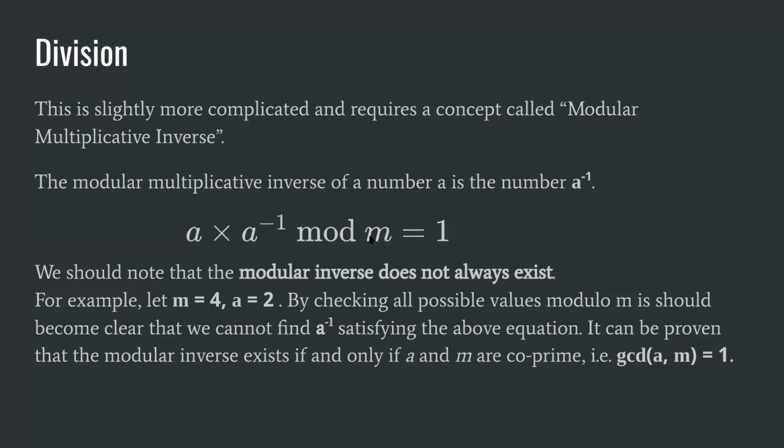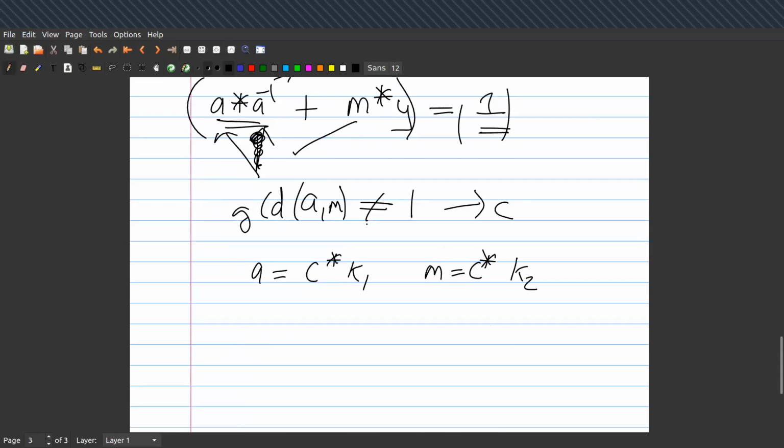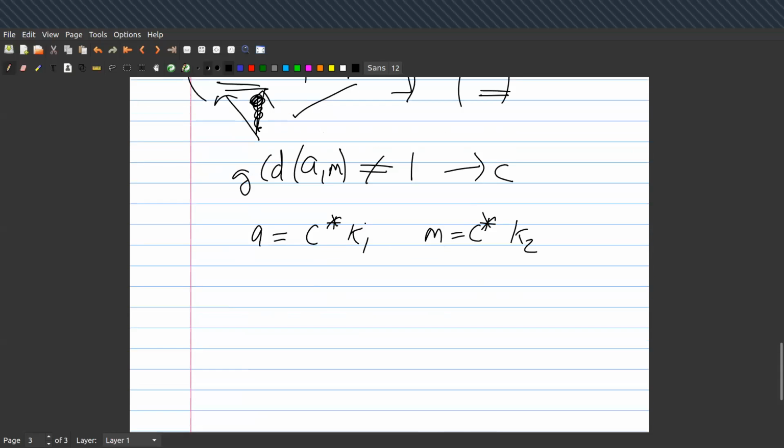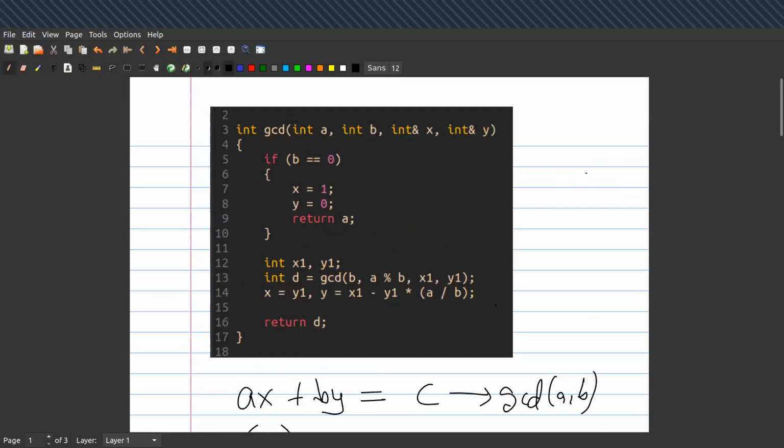So now how do we find A inverse? There are basically two methods. One is the extended Euclidean algorithm, as we already know that solving for A inverse is like solving this equation only. So as Arjo explained, we can solve it using the extended Euclidean algorithm. Now let me just explain the code for the same.